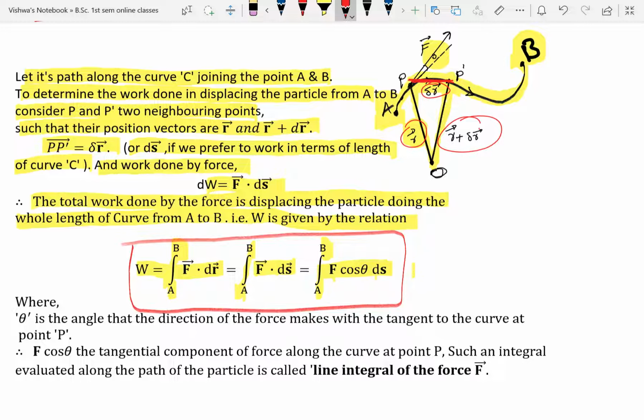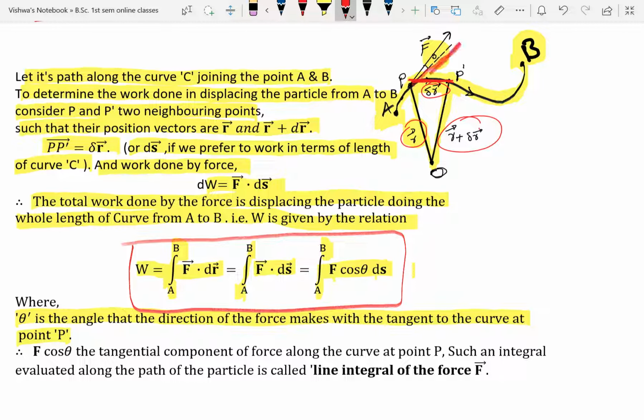Here theta is the angle that the direction of the force makes with the tangent to the curve at the point. Here, theta is what? It is the angle made by the direction of the force with the tangent of the curve at the point. At this curve there is a tangent, so this is the tangent.